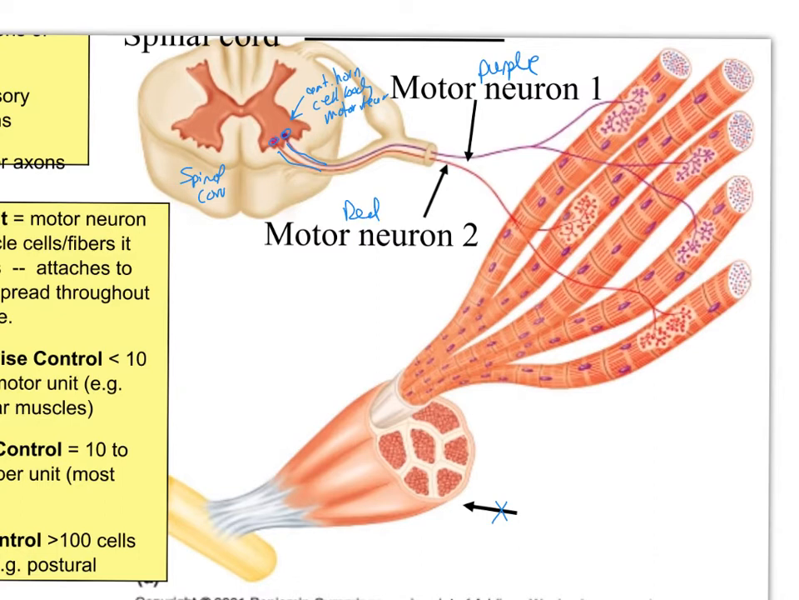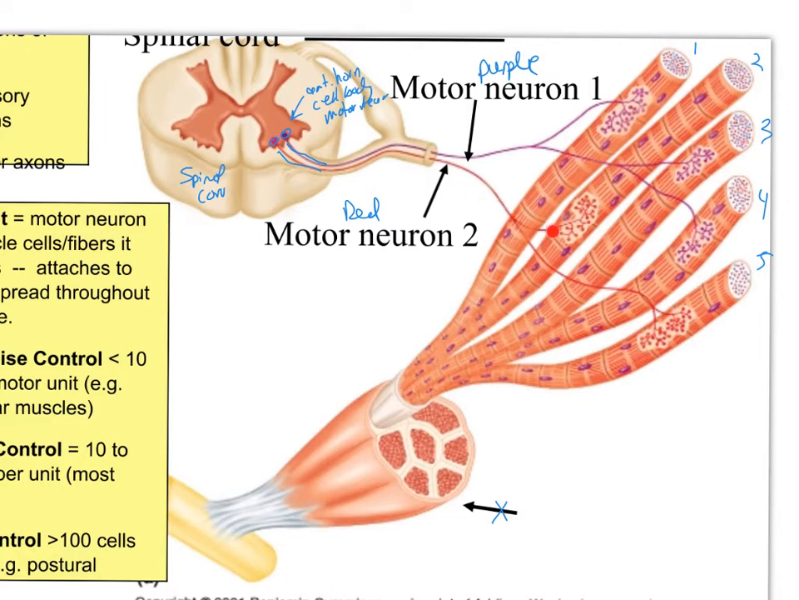Now, if we follow these, you will see that they come out. So let me label these: 1, 2, 3, 4, and 5. So the purple neuron is going to go to cell 1, cell 3, and cell 4. The red is going to go to cell 2 and cell 5. And this is valuable because when you're doing a contraction, everybody needs to rest. So I can be picking up a box and I'm using cells 1, 3, and 4. And then they start to get tired, so they will relax.